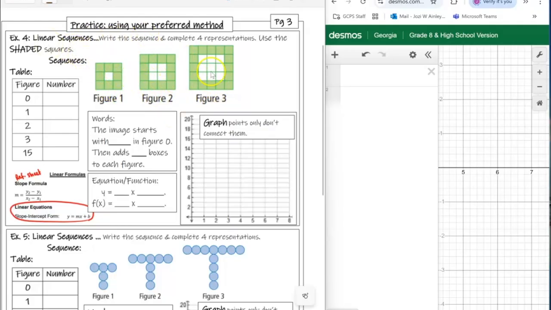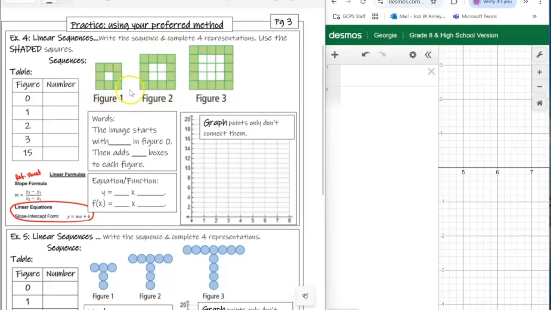As I do example 4 on the top of the page, I want you to do example 5 on the bottom of the page. So we're going to look at linear sequences in 9th grade, which is going to use what you did in 8th grade in order to build upon it. It says, write a sequence and complete 4 representations. So representation just means different ways of looking at the same thing.